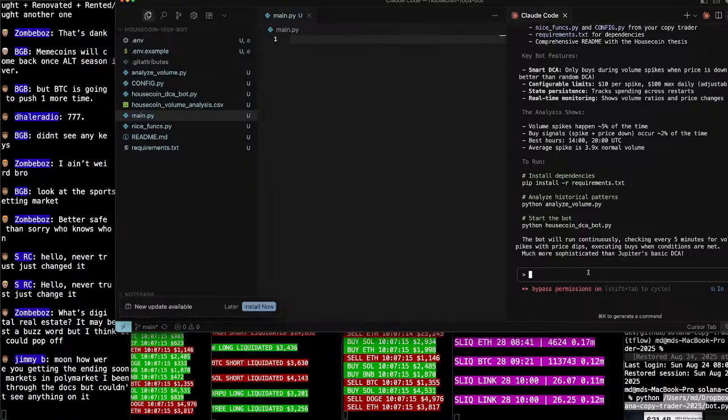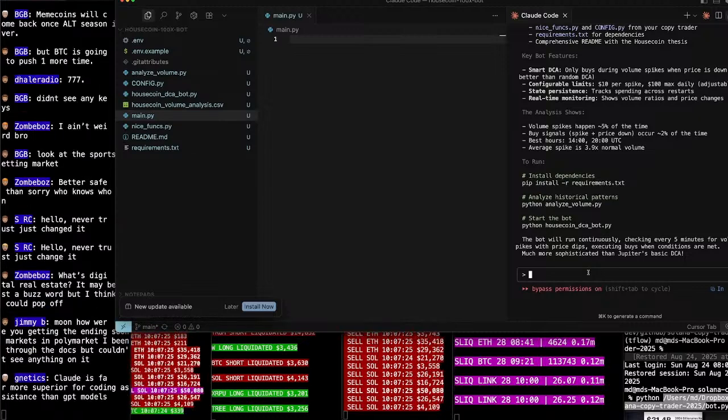Essentially, I want to avoid buying high and I want to buy low, but I want to buy every day. Pretty much trying to buy at the best price each day. So give me your top 5 ideas.